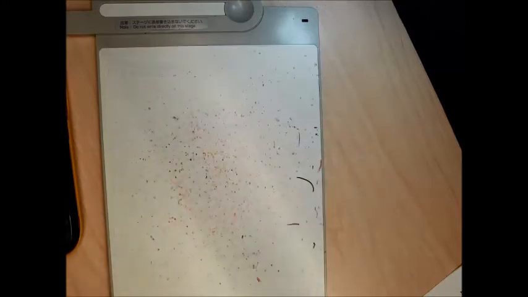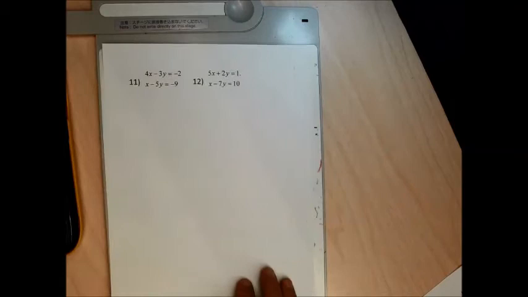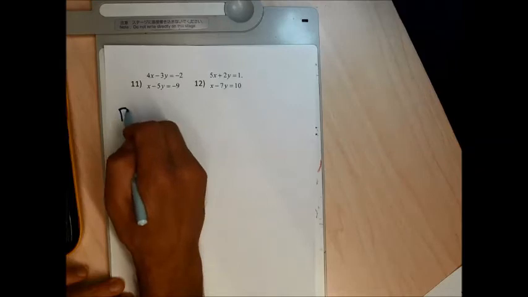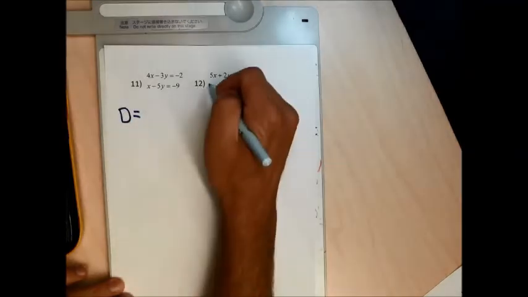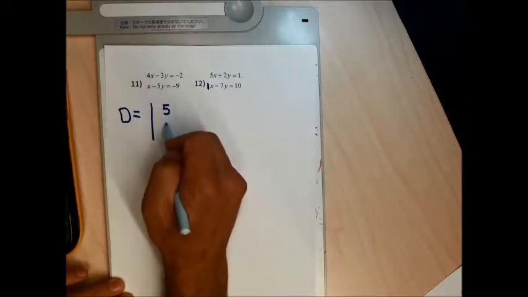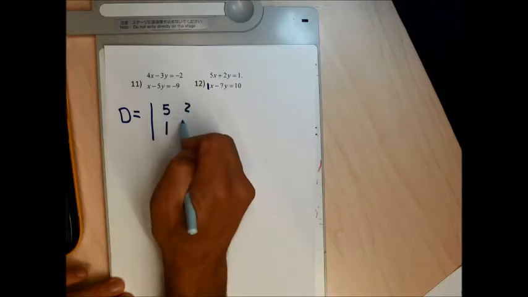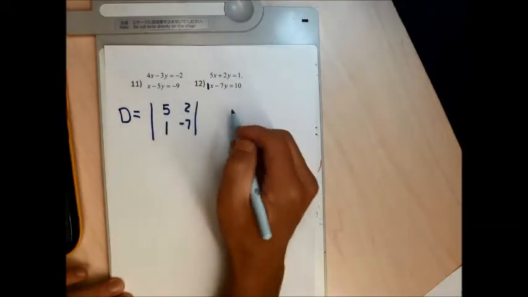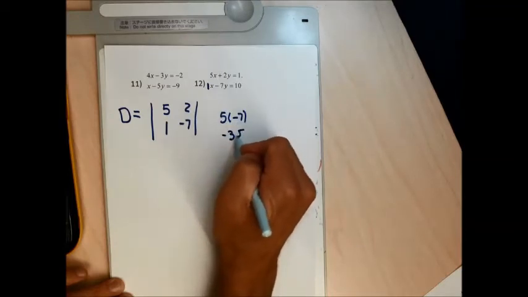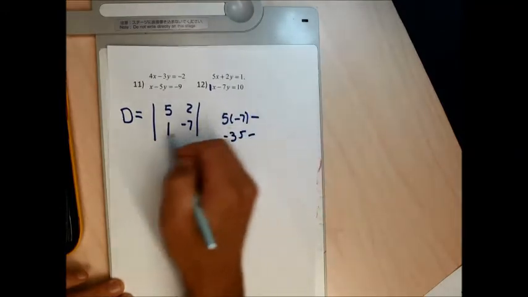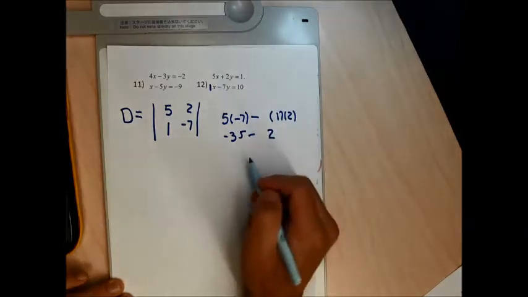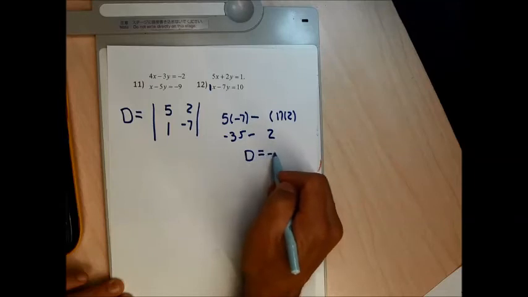So I'll do 12 just in case what I did isn't enough. To do number 12 using Cramer's rule involves computing 3 determinants. My first determinant is going to have the coefficients of the x's and y's. I put the straight lines here. The straight lines mean find the determinant. So I'm going to do 5, 1, 2, -7. So D is going to equal 5 times -7, which is -35. That's multiplying down. And then the formula has a minus, and then I multiply up, 1 times 2. This is going to be -35 minus 2. D is going to equal -37.